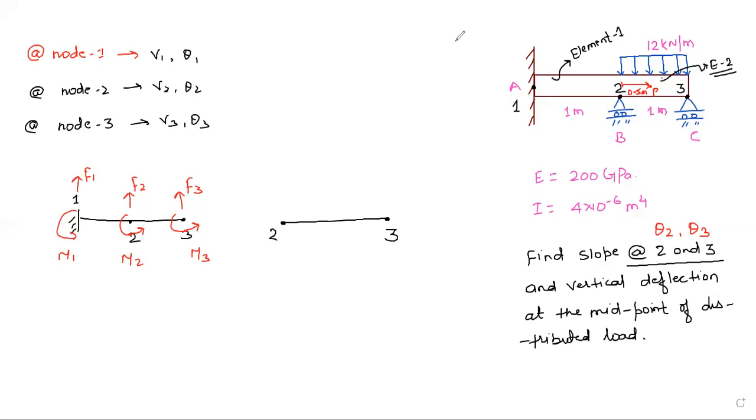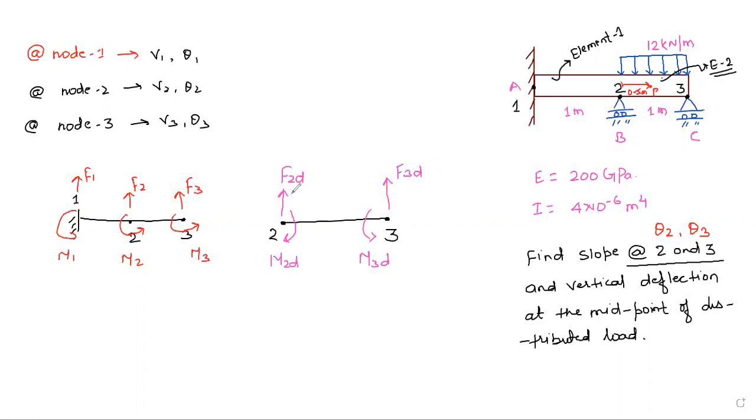So here we will have additional forces. And what are those additional forces? Let us take the additional forces as F2D, and here F3D. And the moments, let us take M2D, and here M3D. D means the additional force due to this distributed load.